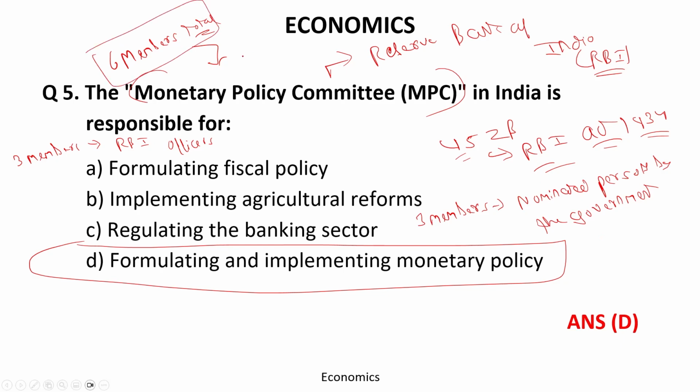So the MPC, which is mentioned in Section 45ZB of the RBI Act 1934, comprises 6 members. 3 of them are RBI officers and the other 3 are persons nominated by the government. They are responsible for formulating and implementing the monetary policy. Remember, they have a 7 days silent period.